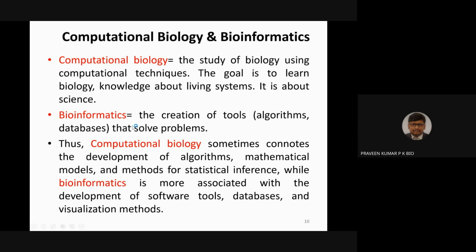Bioinformatics is not just the application, but it is a creation. It is a creation of tools along with algorithms and databases. Whatever databases you want to create, or tools like BLAST, FASTA to work on sequence alignment, and if you want to solve problems, obviously one has to choose bioinformatics. You got it? In simple terms, computational biology connotes the development of algorithms, mathematical models, and methods for statistical inference, whereas bioinformatics is more associated with the development of software tools, databases, and visualization methods.